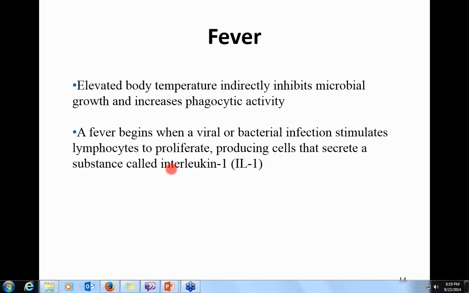Fever can be caused by a substance called interleukin-1. Interleukin-1 is a cytokine. We're going to learn more about these cytokines. Their job is to stimulate other parts of the immune cells. Particularly, they stimulate lymphocytes. And lymphocytes, again, are T and B cells. One of the things that's interesting about interleukin-1 is that in addition to stimulating lymphocytes, it can also produce fever, and that fever in turn can inhibit microbial growth and increase phagocytotic activity.